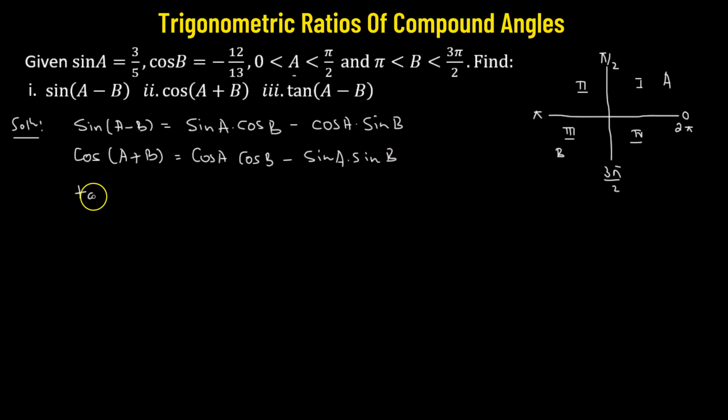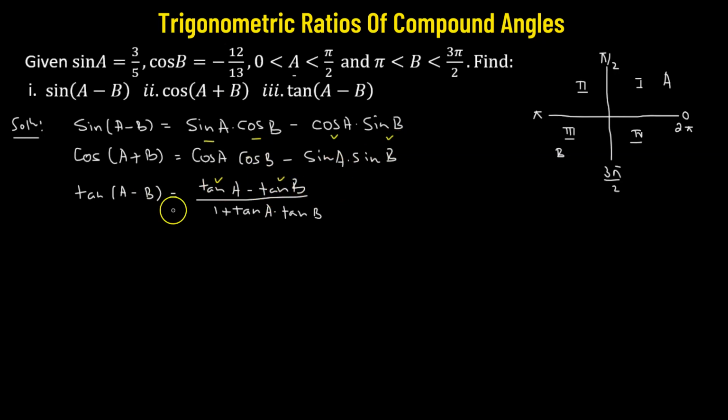And we have tangent of A minus B. That will be equal to tangent of A minus tangent of B divided by 1 plus tangent of A times tangent of B. This clearly tells us, since we have the value of sine A and cosine B, we need to find out the value of cosine of A and sine of B. Also, we'll have to find out the value of tangent of A and tangent of B.